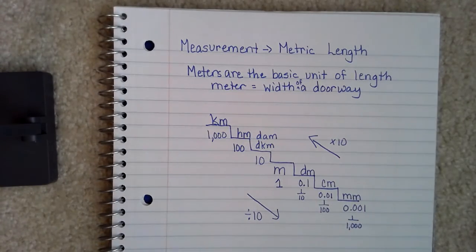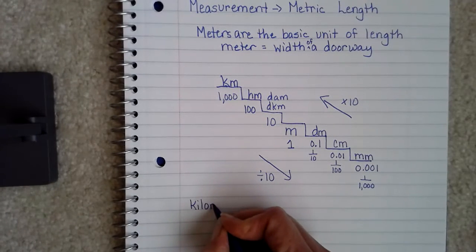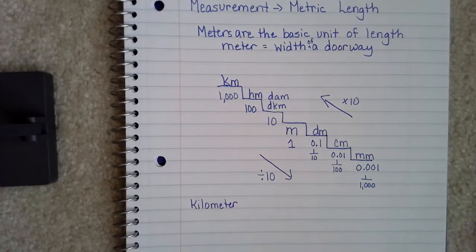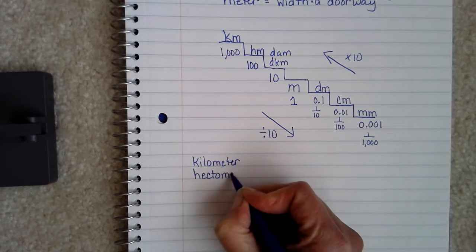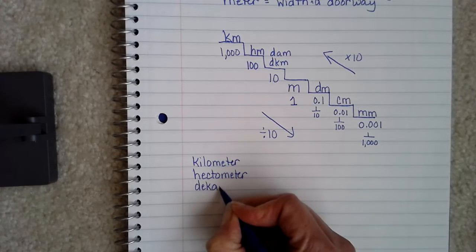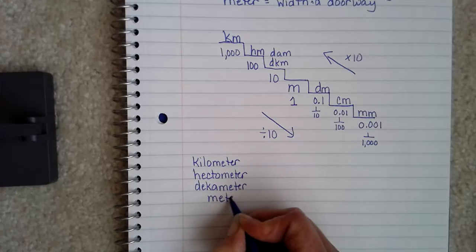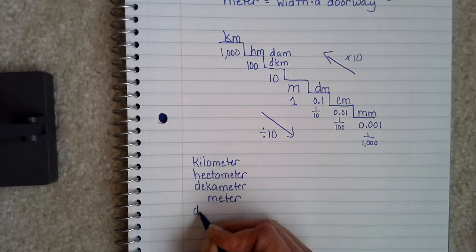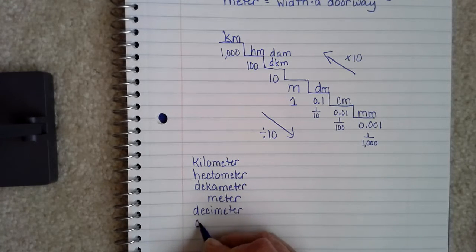Okay, so I'm going to go ahead and just write the names. So we've got kilometer, we've got hectometer, decameter, it's with a K, meter, that's our basic one, decimeter, centimeter, and millimeter.